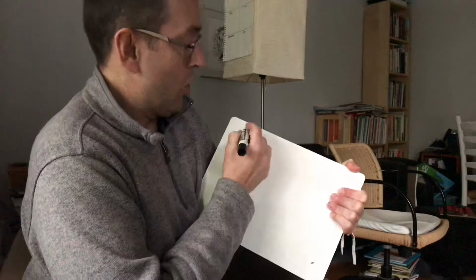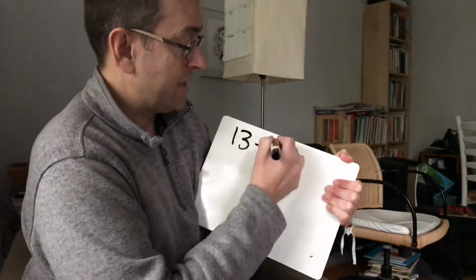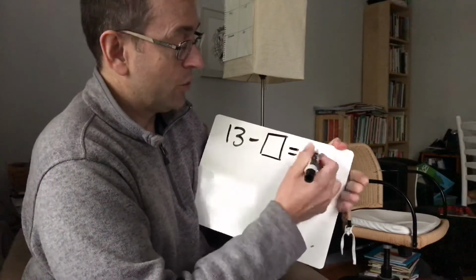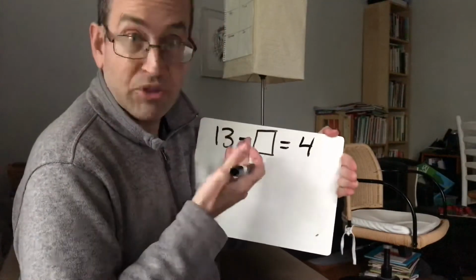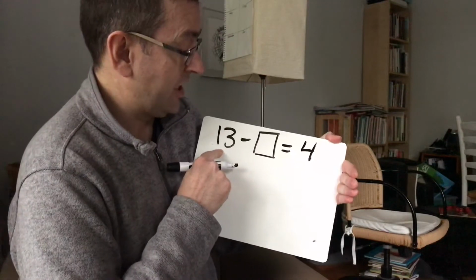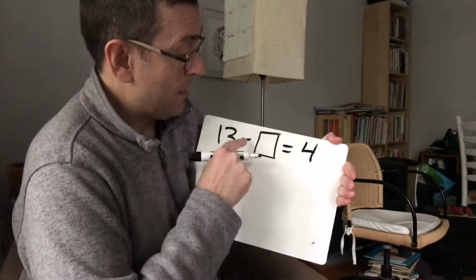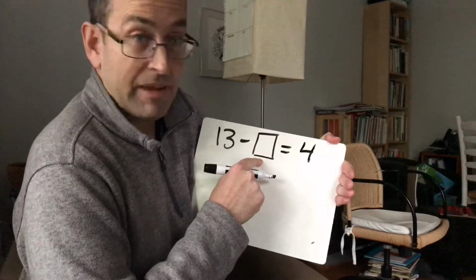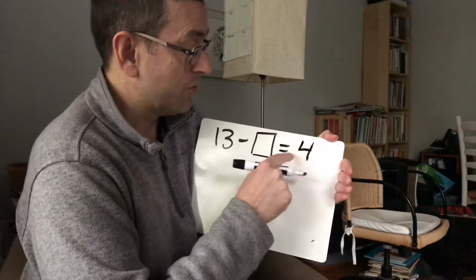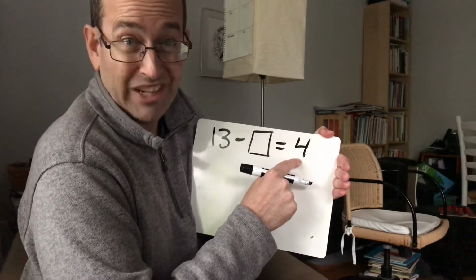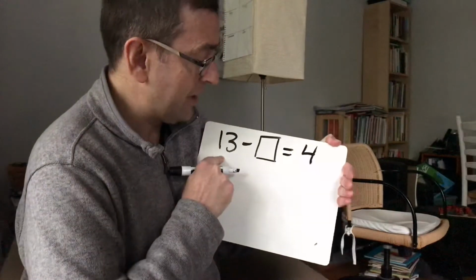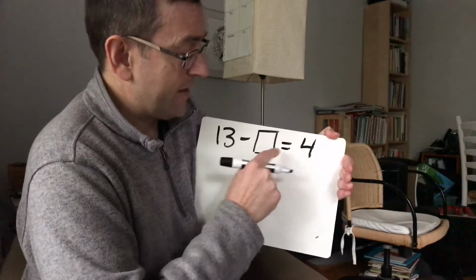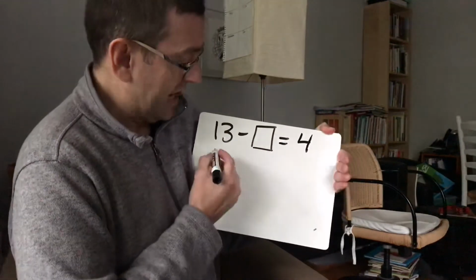So here's a little bit of a more challenging problem. 13 minus blank equals 4. Let me tell a story to represent the numbers. 13 grapes minus some, that means I ate some of them, equals 4. That means 4 are left after I eat some of them. So let me tell the story again so I've got it in my mind. 13 grapes minus some of them, and then 4 are left. All right, I can do this.